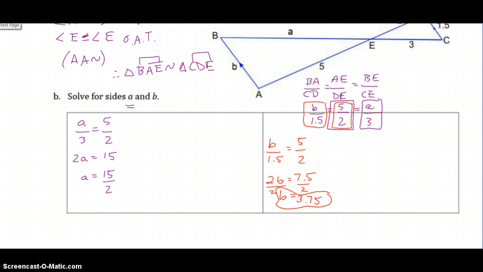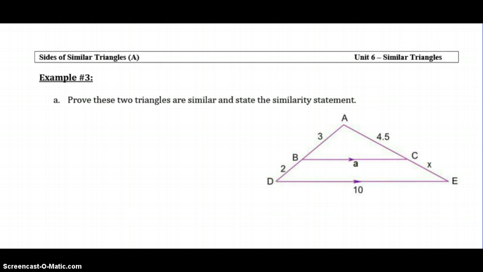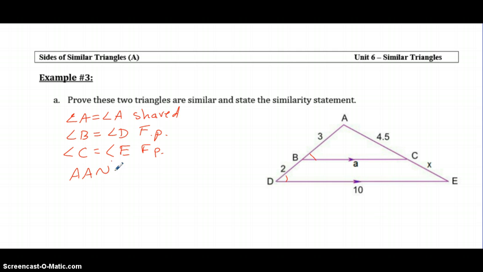So one more example, and then you guys are going to try some on your own. So on the next page, prove these two triangles are similar, and then state the similarity statement. Angle A equals angle A, nested triangles. We have that shared angle at the top. Angle B equals angle D, so that's these guys, and that's because of our F pattern. And angle C is in the smaller triangle, pairs up with angle E in my bigger triangle. Again, F pattern. So this is angle-angle similarity. And we can state that triangle ABC is similar to triangle ADE.